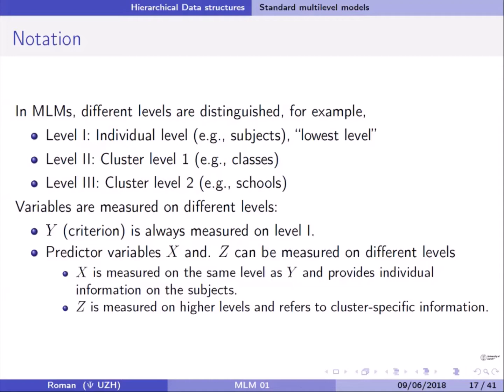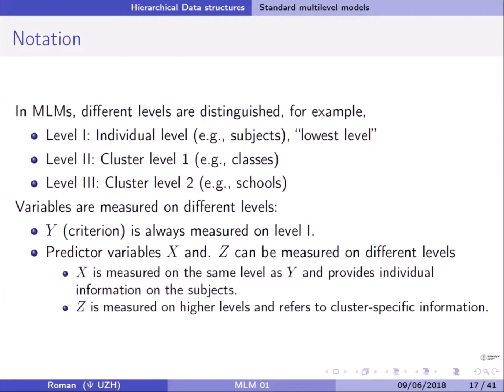Now, multi-level models can have many, many levels. So in theory, we could have another higher level. So classes could be nested within schools. That would be level 3. And schools could be nested within school districts. School districts could be nested within cities or countries, etc. So we can have many, many levels of a multi-level model.